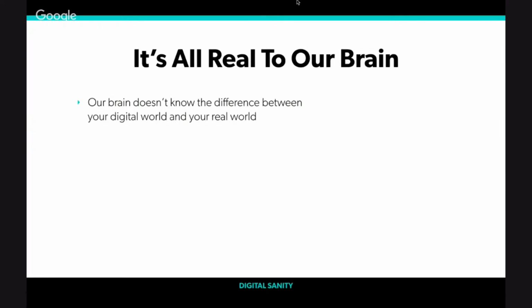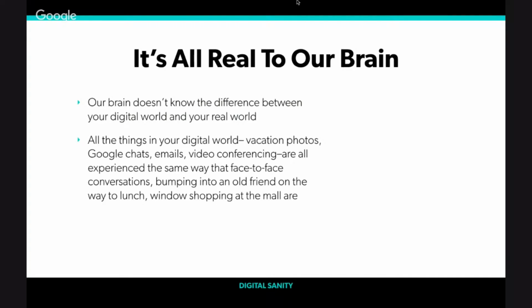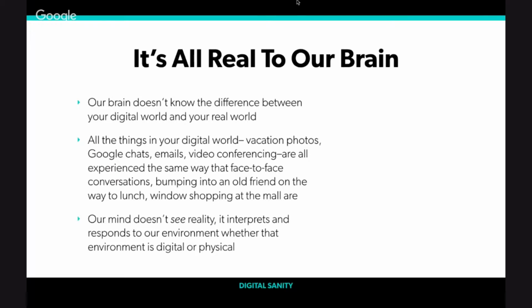But the real problem is that we don't realize that our brain doesn't separate our real world from our digital world, right? So it doesn't see or experience those two things differently. So all the things in your digital world, vacation photos, Google chats, emails, video conferencing, all of those are experienced the same way that our face-to-face conversations are, that bumping into an old friend is, that window shopping at the mall is. And this may sound weird to you because you know the difference between something that's real and something that's digital. I know because I'm looking inside my computer. But beneath the surface of our conscious awareness, in the more primitive part of our mind, there's no difference.